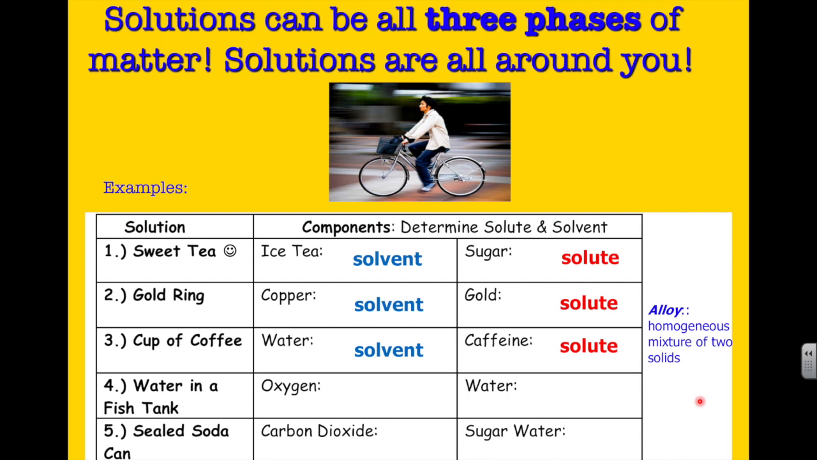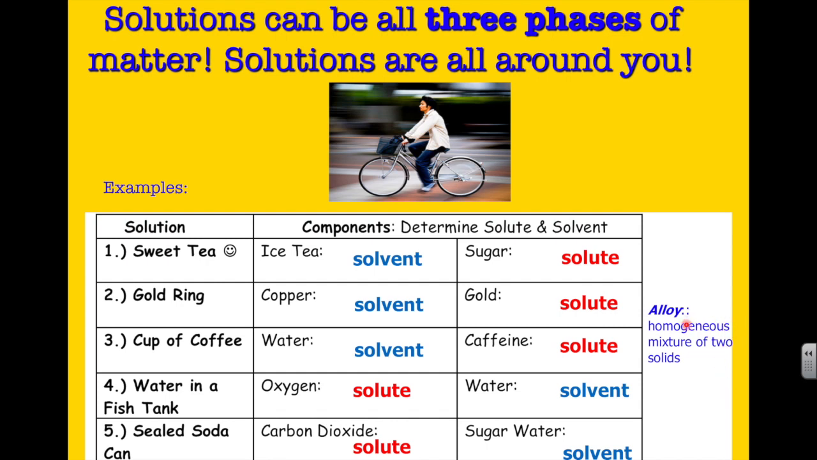So the oxygen is dissolved in the water. So the oxygen is the solute and the water is the solvent. Now the sealed can of soda, carbon dioxide is going to be the solute, and sugar water is the solvent. Now if you notice, water is almost always going to be the solvent, okay? So even iced tea is really, most of that was water in the first place.